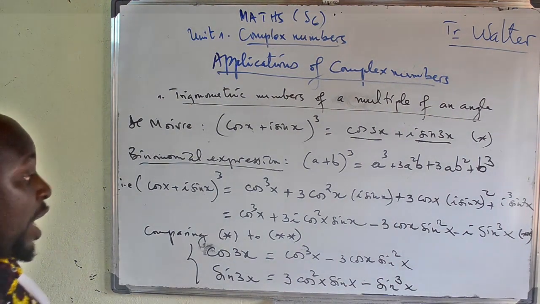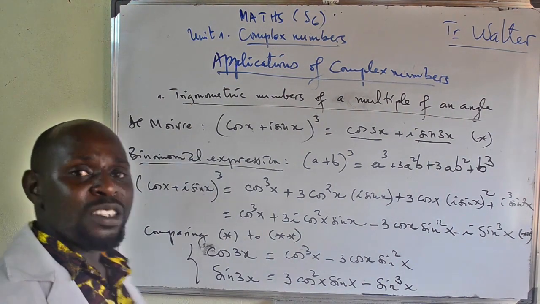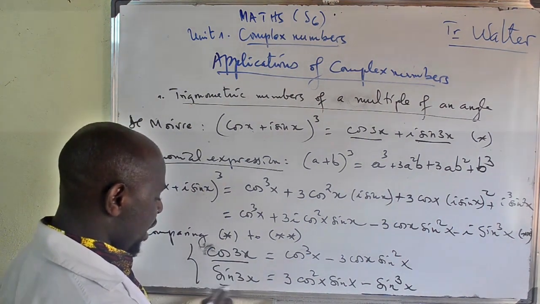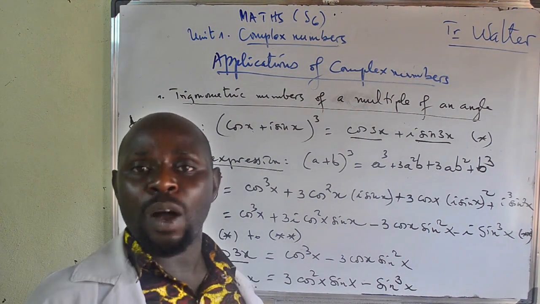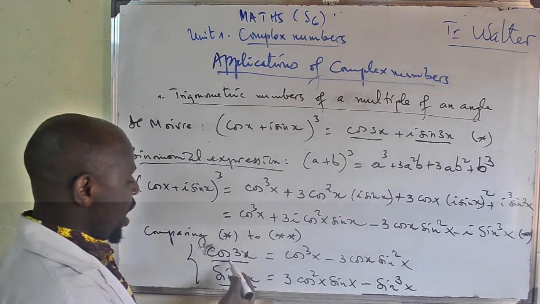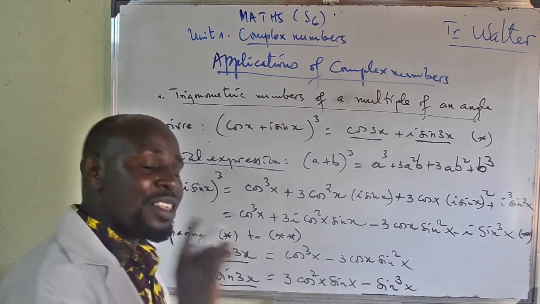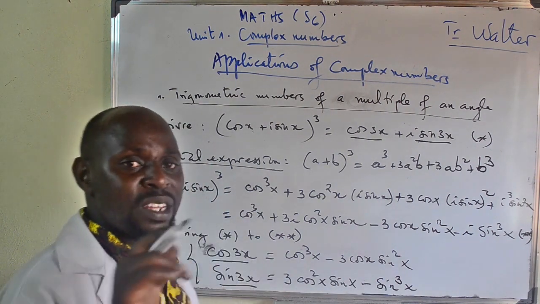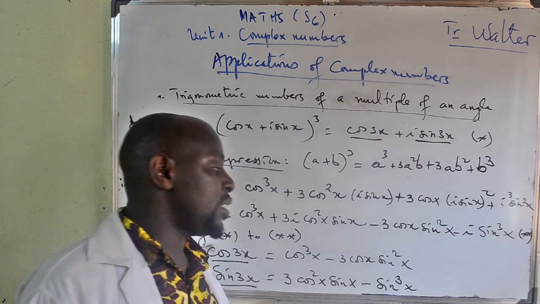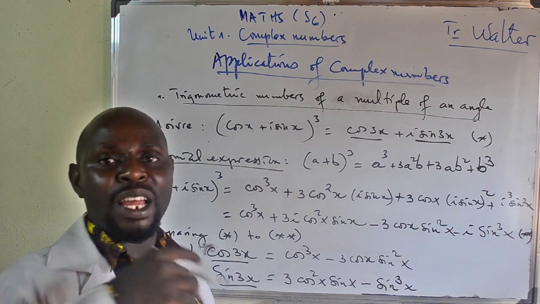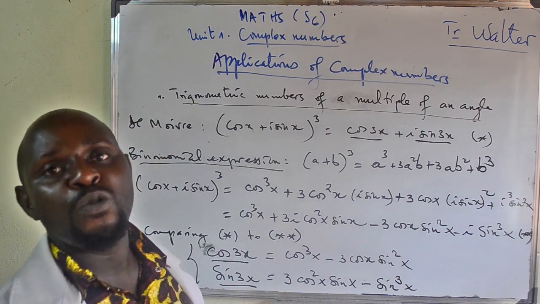Here we are done. The question was to express cosine 3x and sine 3x in terms of cos x and sine x. And this is really what we have done. So we have that cos 3x equals to this. And remember very well, these are things that we have seen when we were in senior 5, when we were looking at the formulas of the trigonometric double angle formulas and the other multiples of angles.